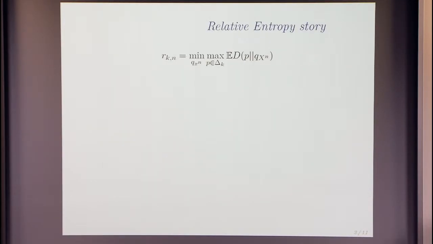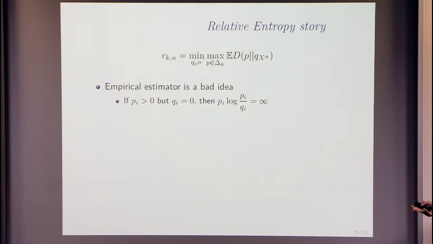Okay, so relative entropy, let's look at this. We want to find the best estimator which minimizes the worst case expected loss in the relative entropy sense. The first, very obvious thing you'll notice is that the empirical estimator is a terrible idea, because if a symbol has a positive probability of showing up, but for some reason, with low chance it never showed up in your samples, and you assign it a 0 probability, you will incur an infinite cost. So you would not be using the empirical estimator.